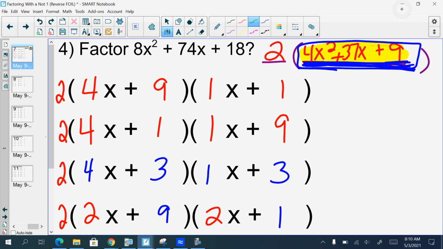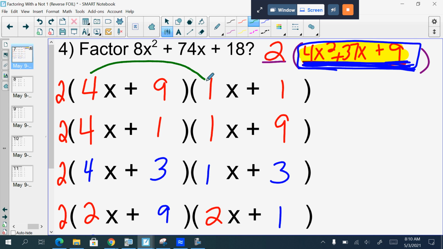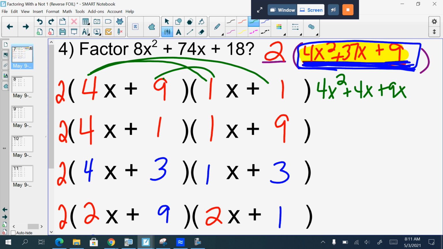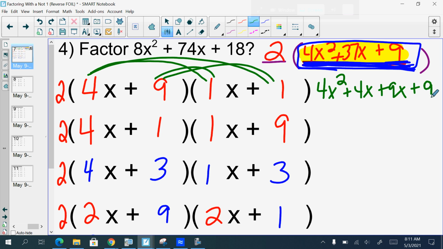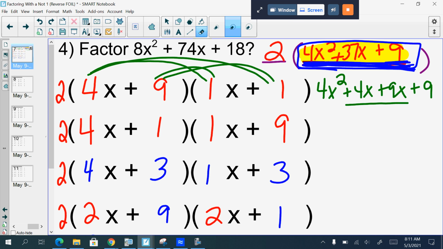Okay, so again, what we have to do is just FOIL them out till we find the right answer. So 4x times 1 would give you 4x squared. Outer, 4x times 1 is 4x. Inner, 9 times 1 is 9x. And last, 9 times 1 is 9. My outer and inner, 4x plus 9x is 13x.